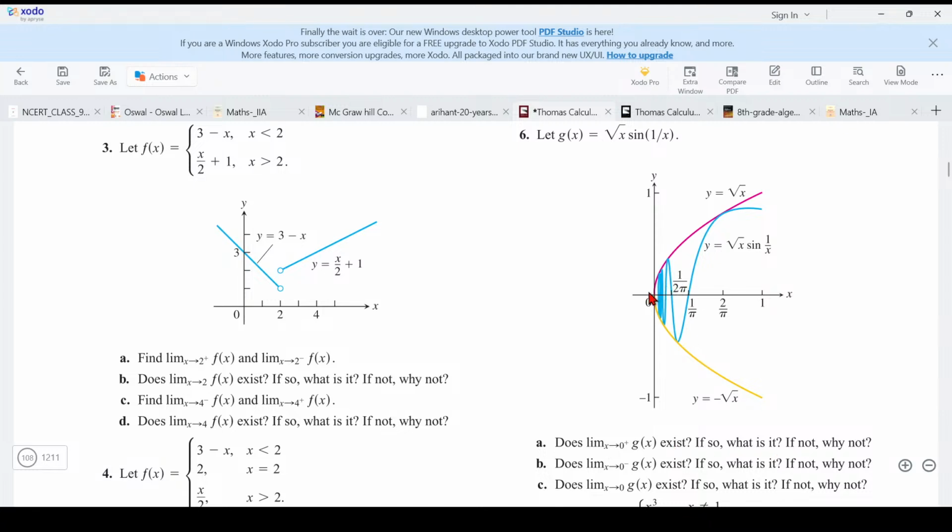No, not 1. A limit is always a single number. The limit is 0, because the upper one is becoming 0 and the lower one is also becoming 0, so the middle one should become 0. It is not 1 and minus 1.